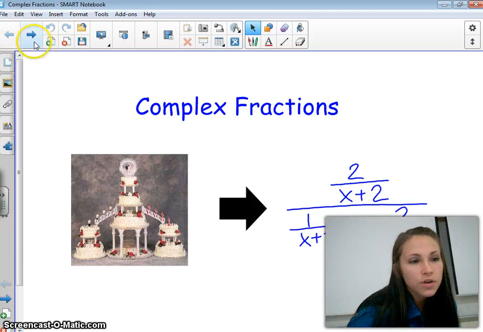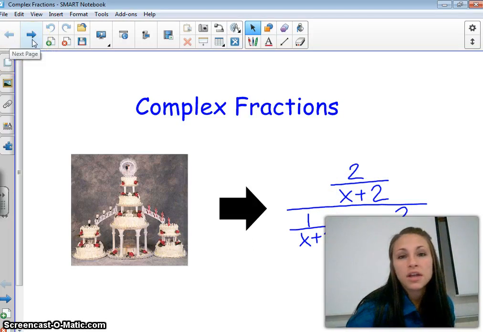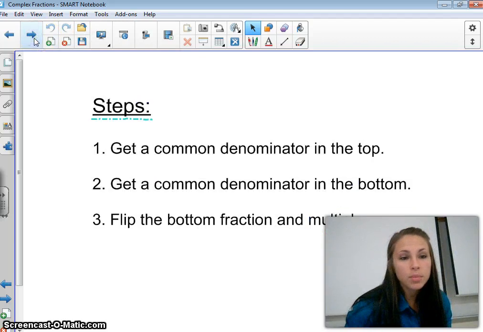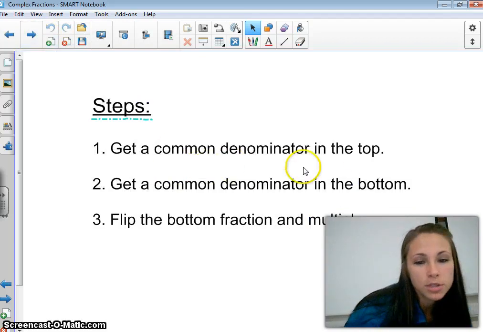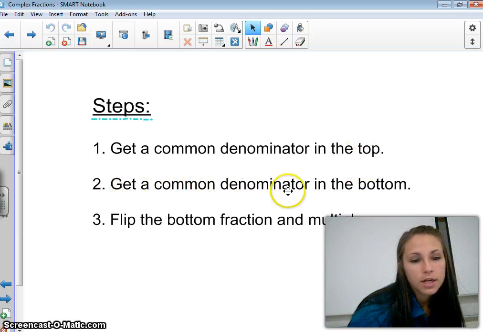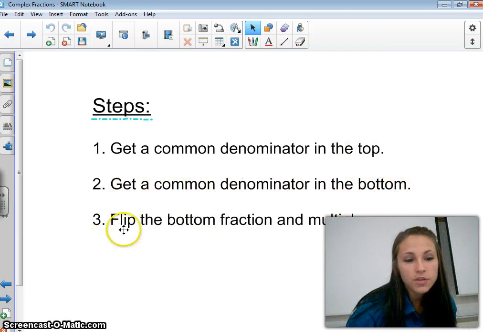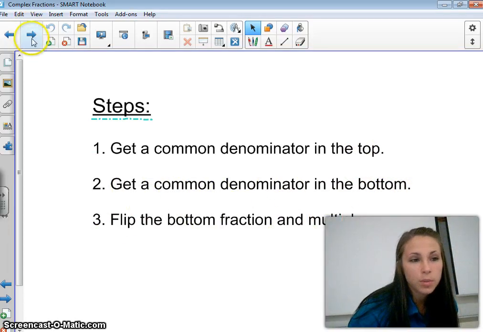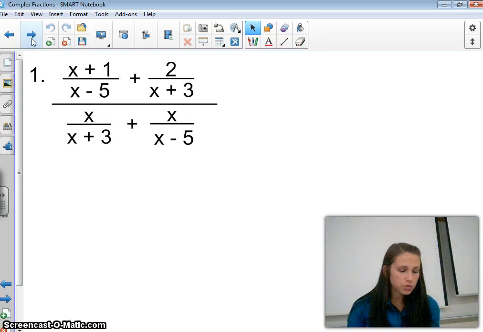Complex fractions are really no different than the dividing that we've been doing, except with some extra steps in there. With complex fractions, the first thing you're going to do is get a common denominator in the top, and then get a common denominator in the bottom, and then flip the bottom fraction and multiply. So let's look at this first one.